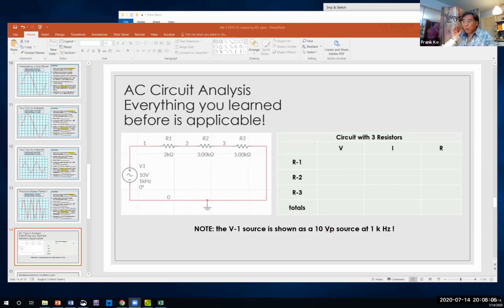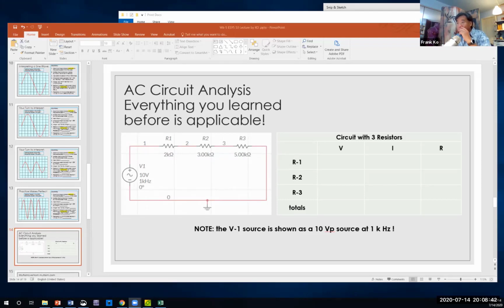So did everybody create a VIR chart? First thing you do is you create a VIR chart, and it should look like my insert here. I just scribbled mine on a piece of paper. That being done, what do you do with any VIR chart? Fill in your freebies. What are your freebies in here? Your R values and your 10-volt source. So I have a 2 kilo ohm, a 3 kilo ohm, and a 5 kilo ohm. In series, I know that they should add. They add up to be 10 kilo ohms.